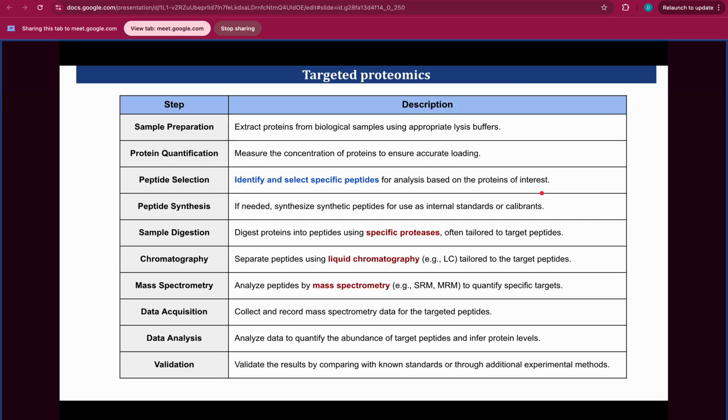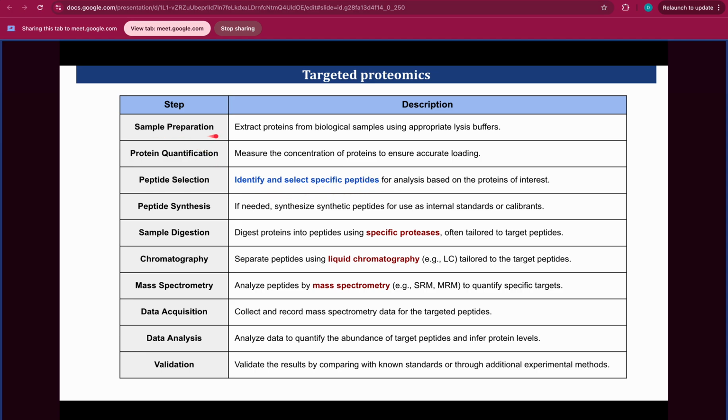Now the third thing which we discussed was targeted proteomics. As we have discussed, in this case we emphasize specific proteins or peptides. So we already know which protein we want to study, so that's why it is kind of targeted proteomics. We do not care about all the proteins which are present in the sample, but we deal with only a single protein. So the quantification of a single protein.